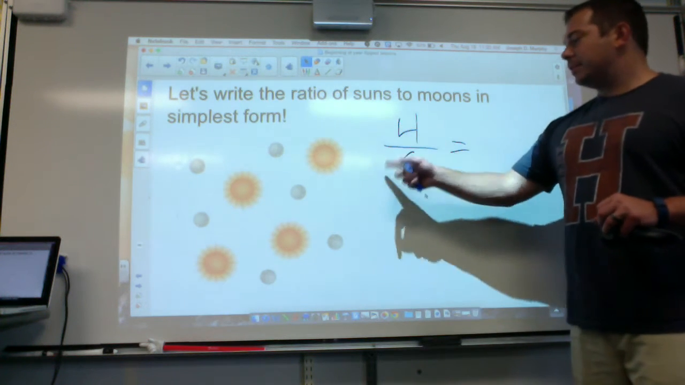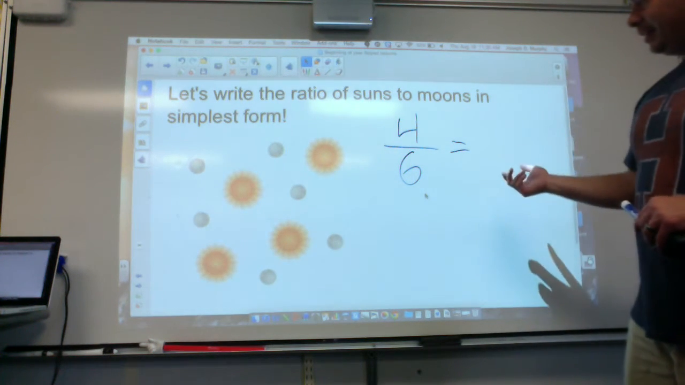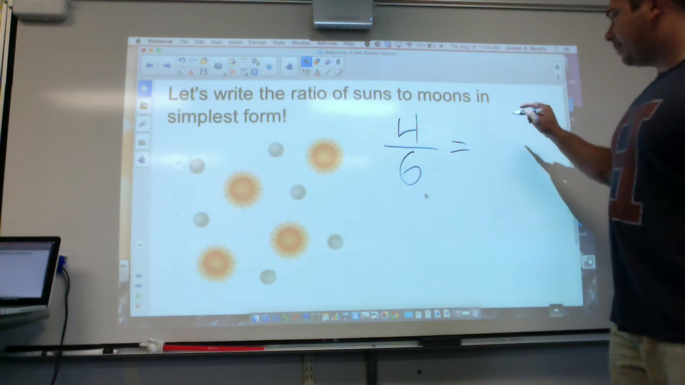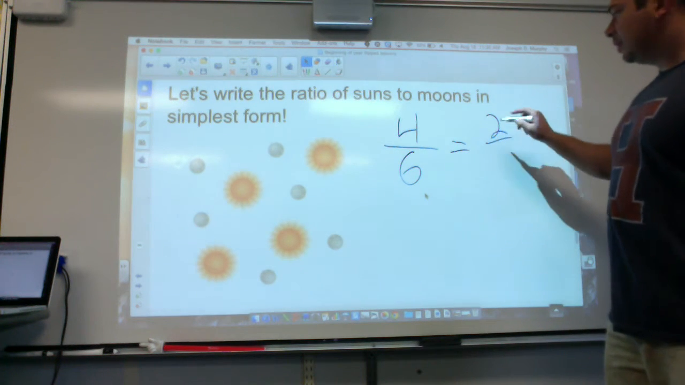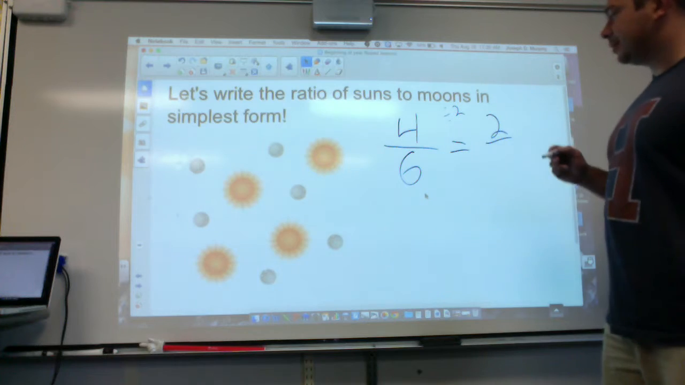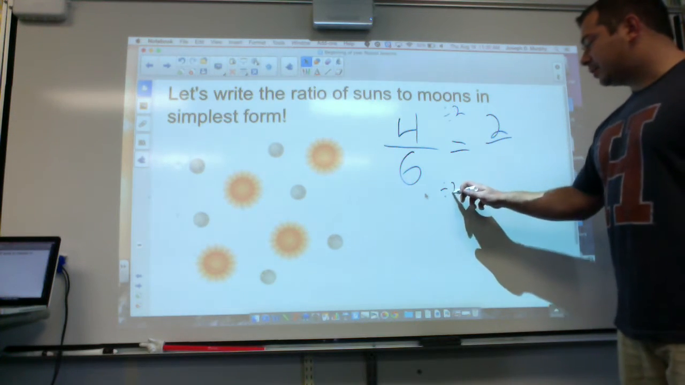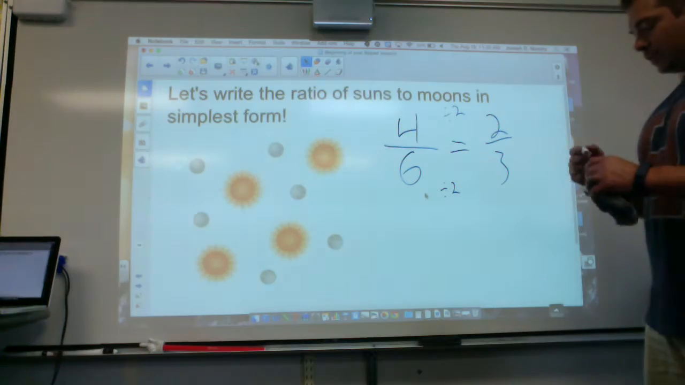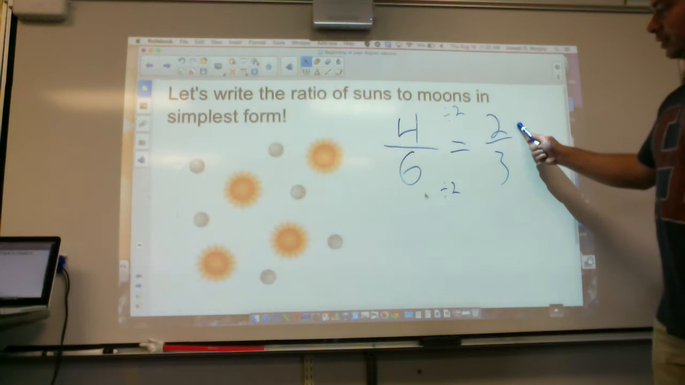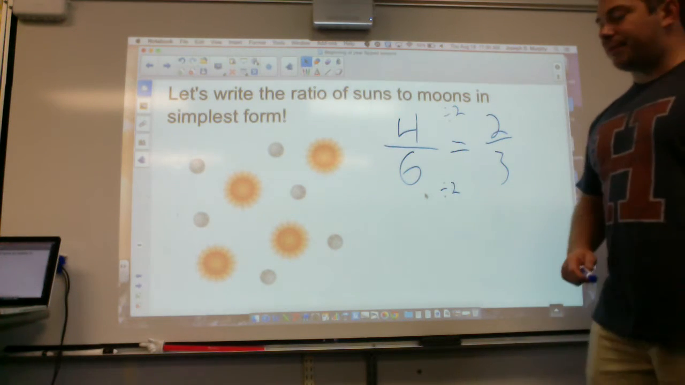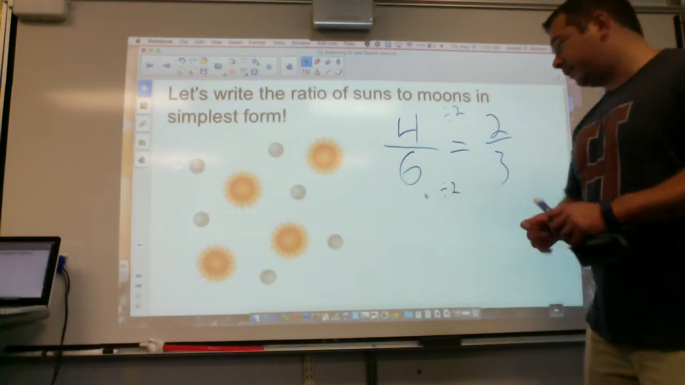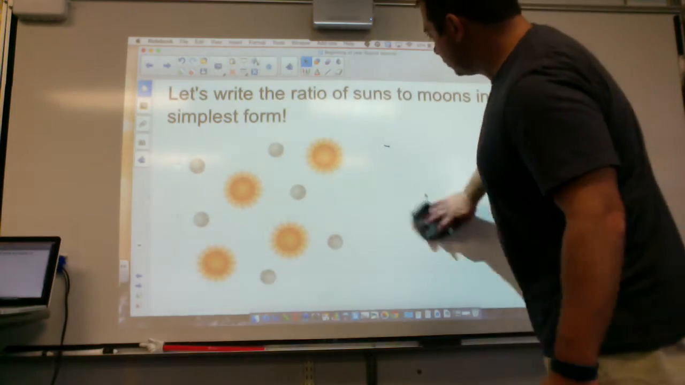But right here, their greatest common factor is 2. 4 divided by 2 equals 2. Now you could write yourself a note over there, divide by 2. And 6 divided by 2 equals 3. So for every 2 suns, I'm going to have 3 moons. Got it? I hope so.